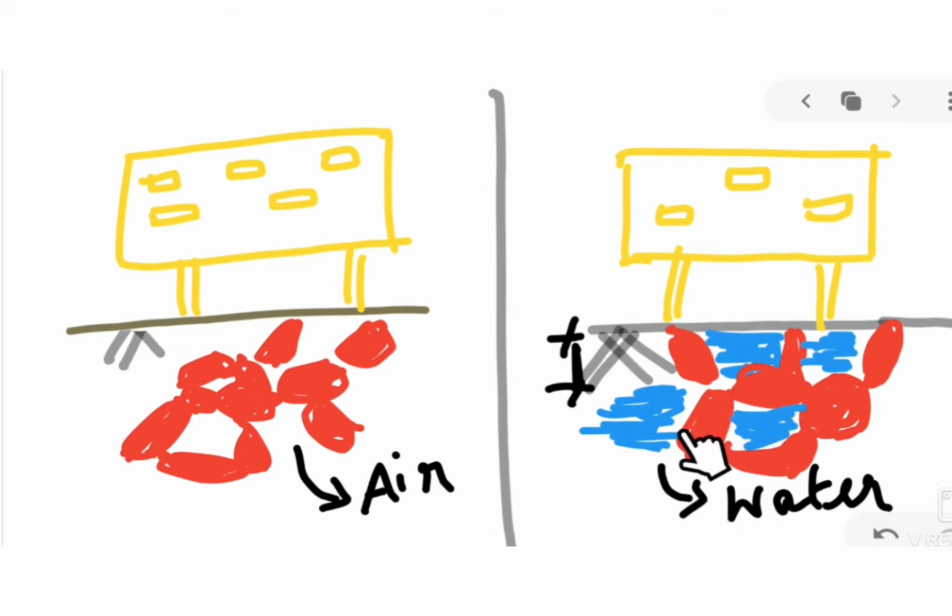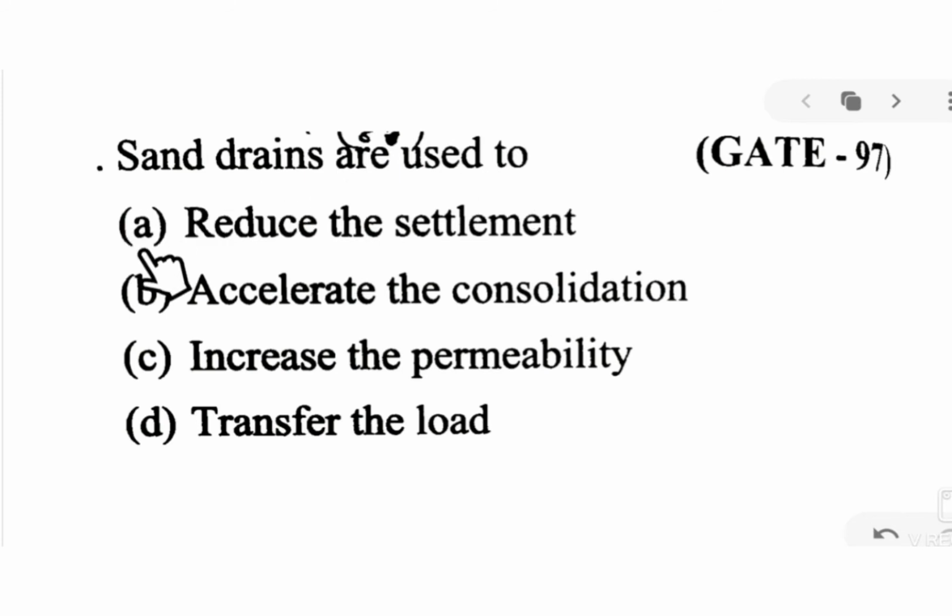permeable compared to clay. So coming to our question, sand drains are used to what? Reduce the settlement? No. Accelerate the consolidation? Yes. Sand drains will drain out the water faster when compared to clay, right? So this is the right answer.